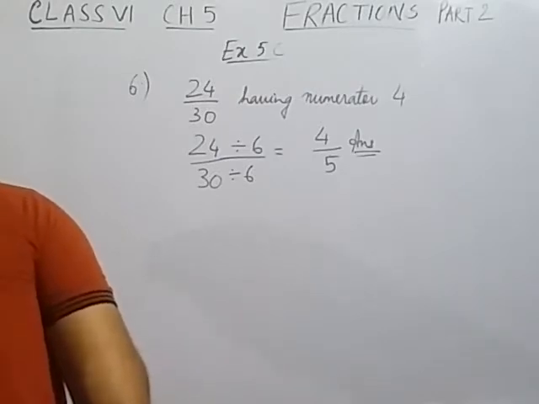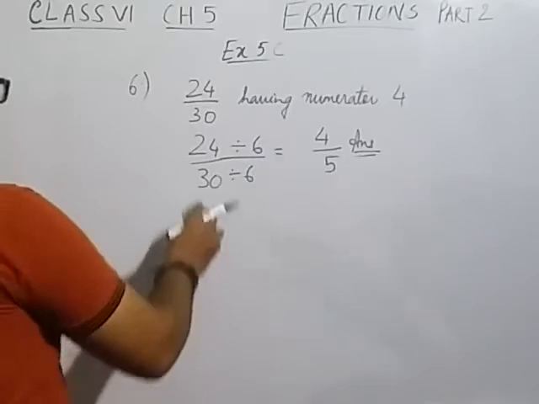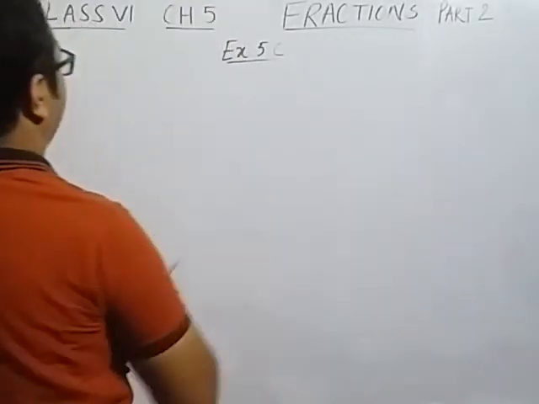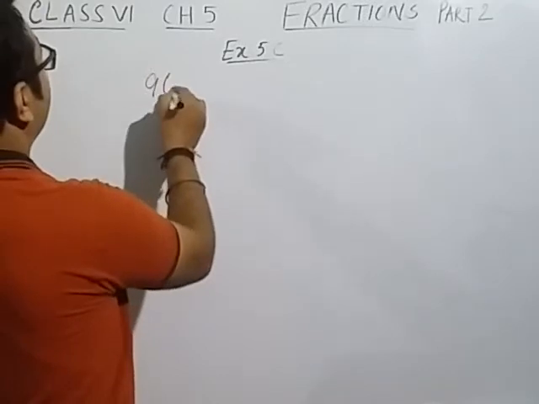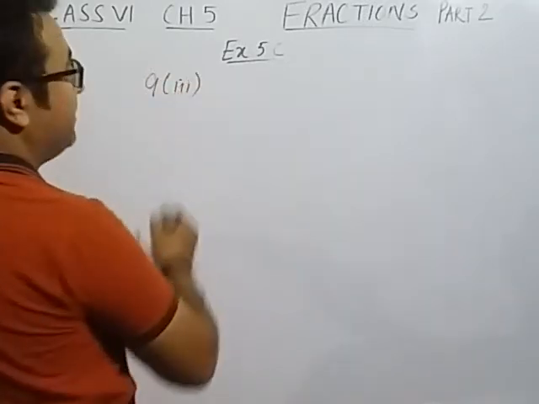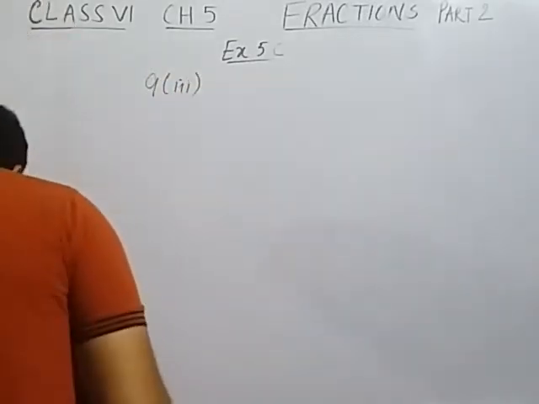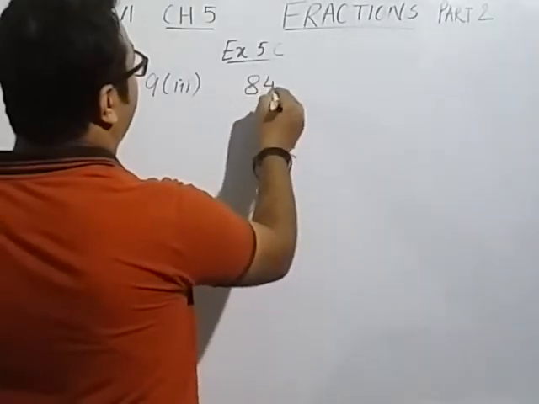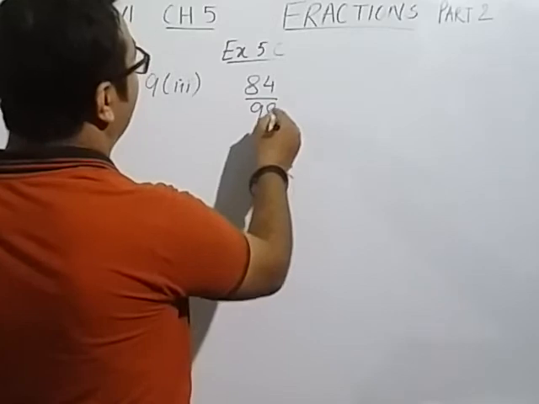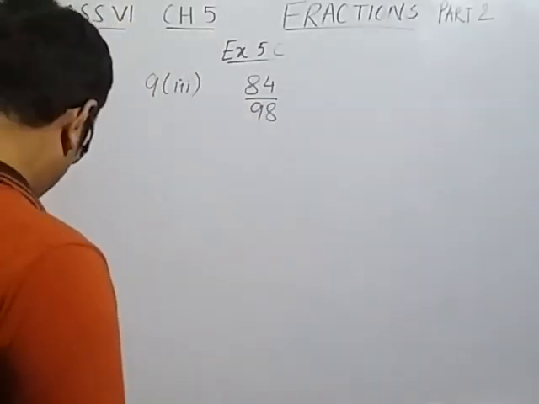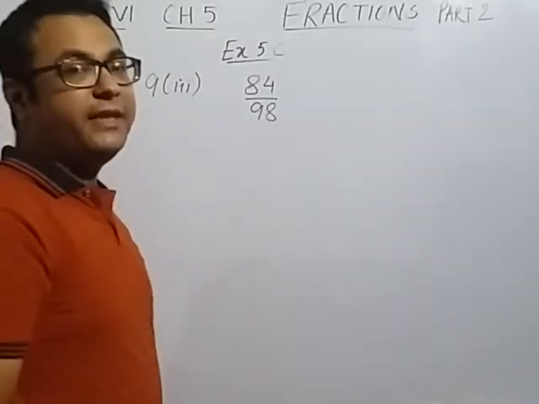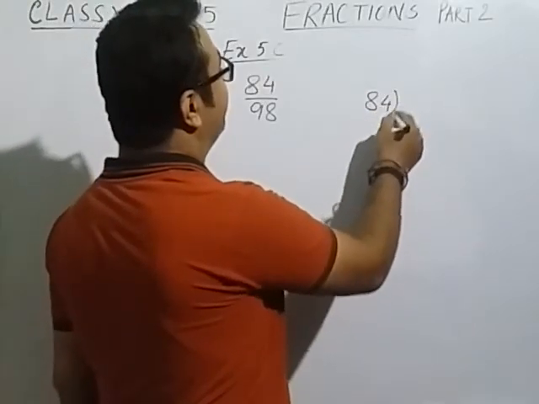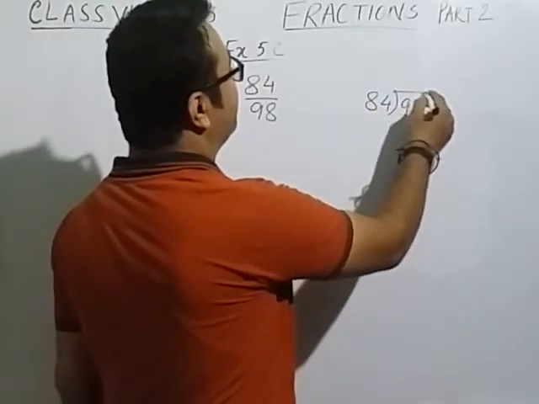Question number 9, third part. In this question we need to represent the given fraction in simplest form. Question is 84 upon 98, we need to reduce it to simplest form. Okay, we'll proceed with the HCF method. Let us find the HCF of 84 and 98 using the division method.